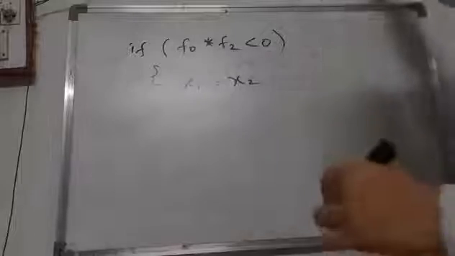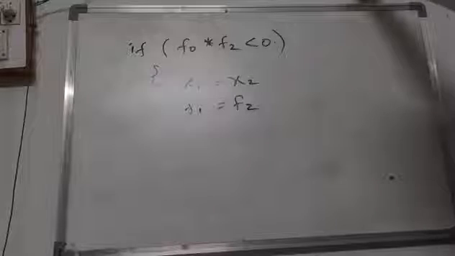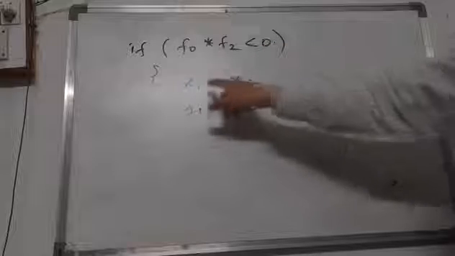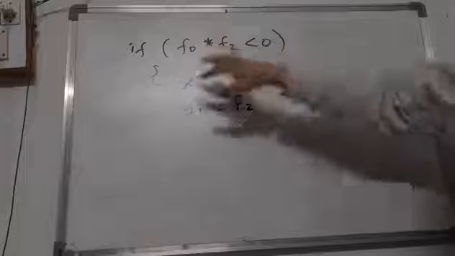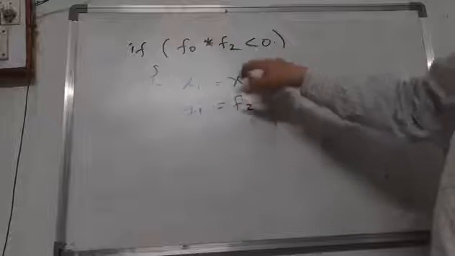Again you will take the average, and it will change the values. Then f1 will become f2, and this will be repeated again. You will find the x2 value again from this x1 value, that is, x2 plus x0 by 2, and it will be stored as x2. Like that the process goes on.